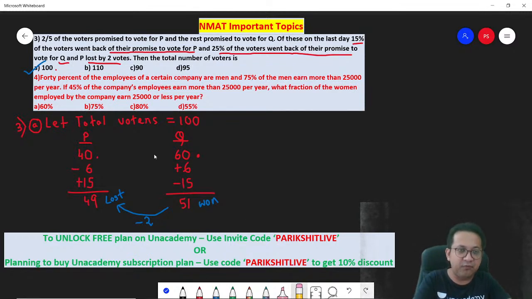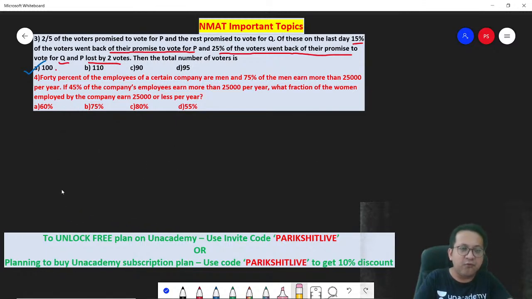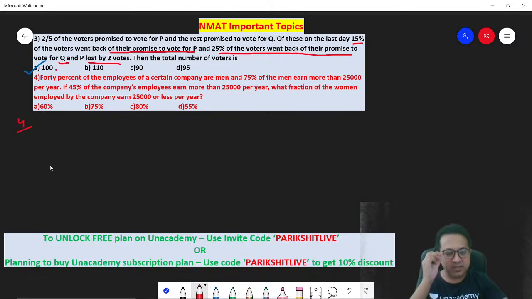Let's go to number 4. 40% of the employees of a certain company are men and 75% of the men earn more than 25,000 per year. If 45% of the company's employees earn more than 25,000 per year, what fraction of the women employed by the company earn 25,000 or less per year?